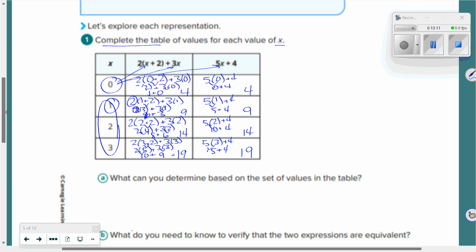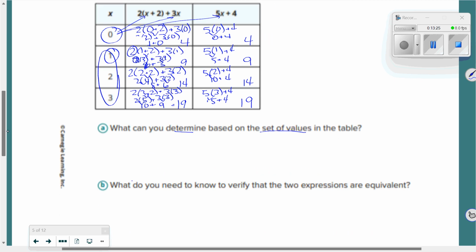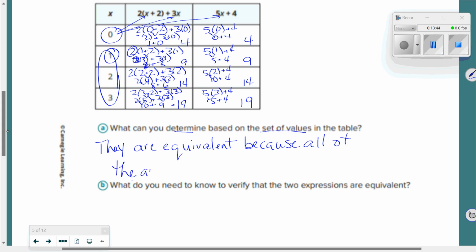So what do you need to determine based on the set of values in the table? What do you notice? Rick? They have the same answer. They all have the same answer. Okay, that's the word I was looking for. So we're going to put those two together. They are equivalent because all of the answers are the same.